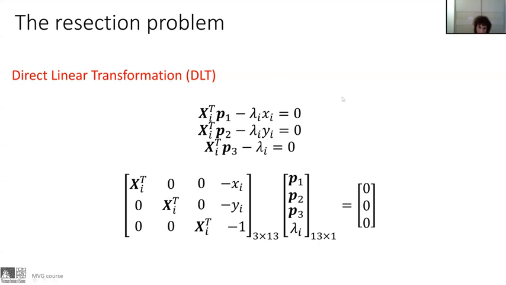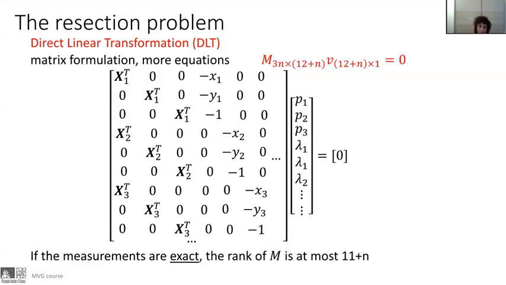And if I have a collection of points, at least 6 points, I'm going to have a matrix of size 3n. Each block of 3 is for 1 point, 1 correspondence. Block of 3n times 12 plus n, okay? Because I have 12 entries from the camera and n entries from the lambda i's. And this should be equal to 0, right? That's what we saw before.